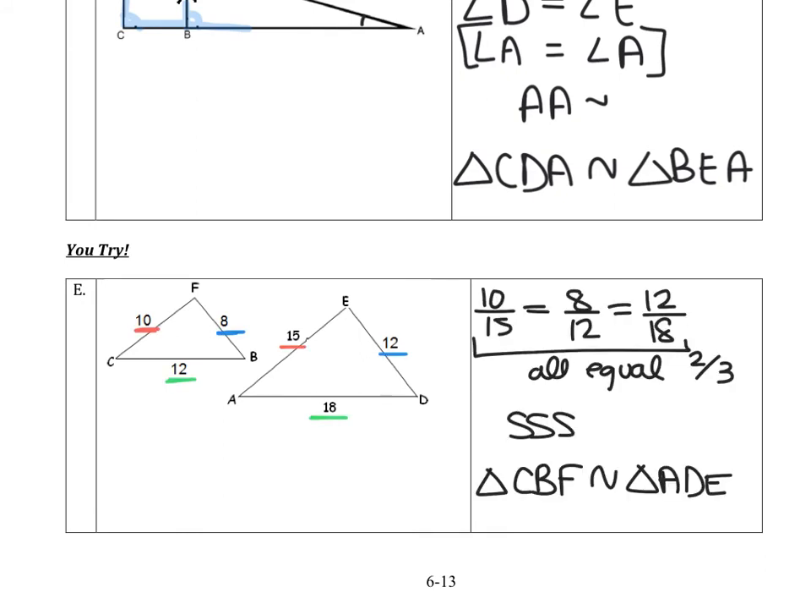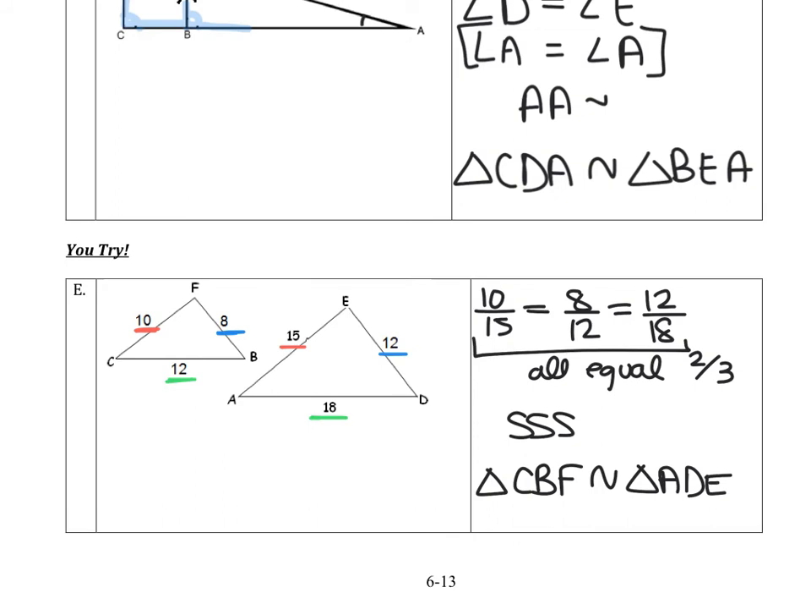Alright, so I highlighted which sides I thought were matching. So the 10 and the 15, the 8 and the 12, and the 12 and the 18. So I wrote out that those fractions were equal to each other, and when I simplified, each fraction was actually equal to 2/3. You don't have to simplify it as a fraction. If you want, you can check each ratio to see what the decimal is, and if the decimals match, that's perfectly fine. Okay, so this was the side, side, side proof.